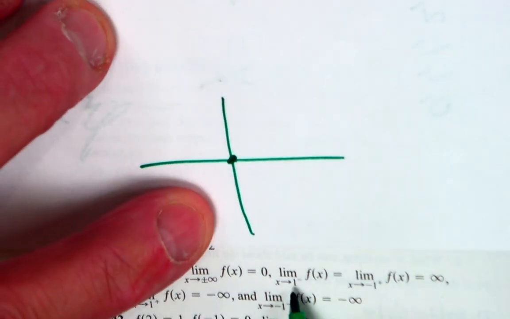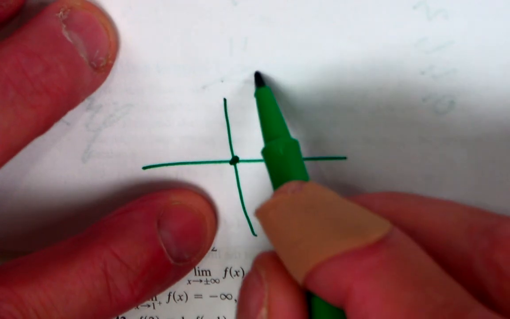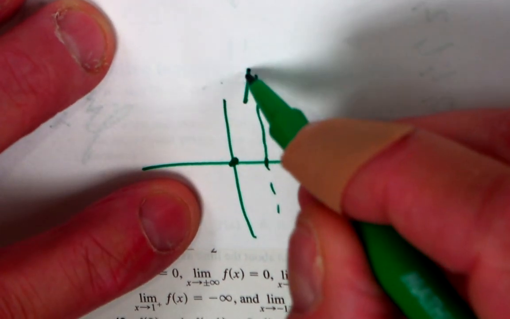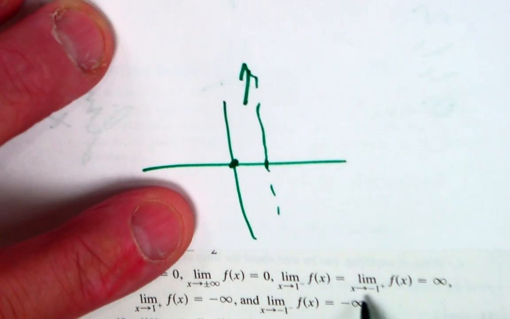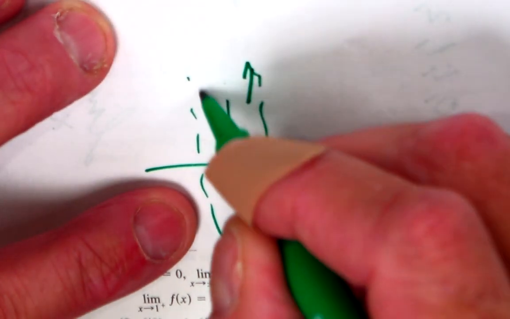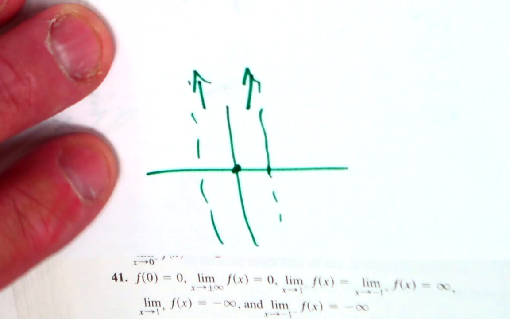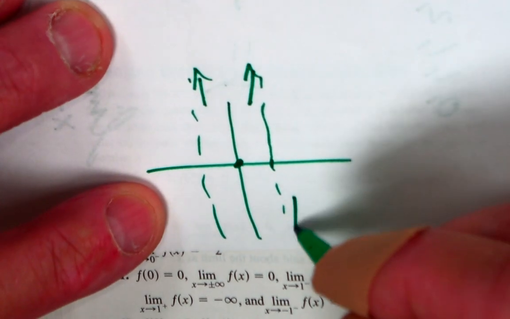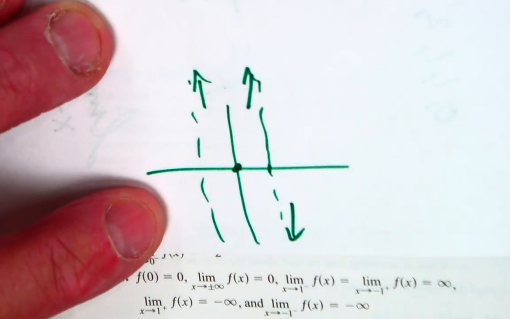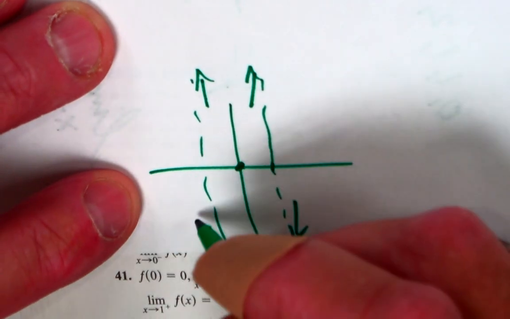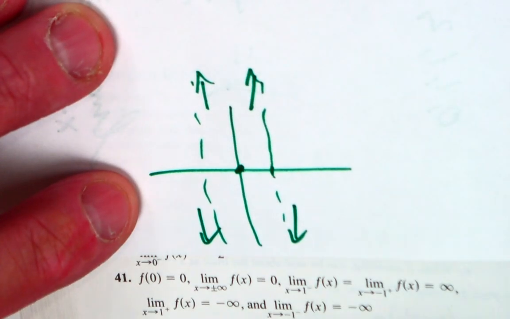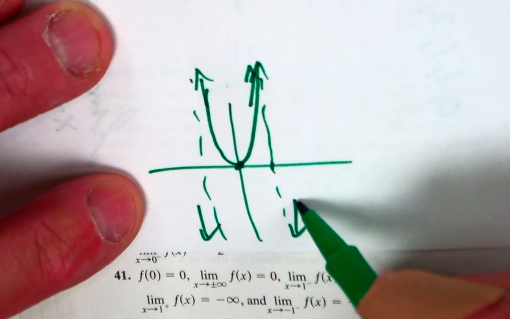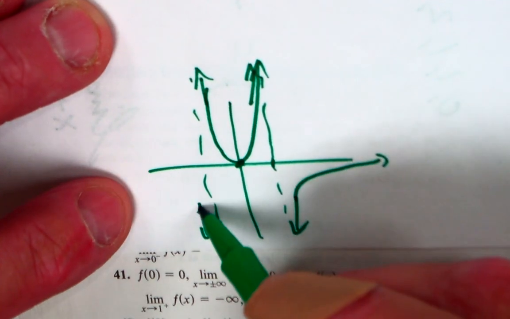Next part, the limit as x approaches 1 from the left. So we've got to think about what's happening at 1. 1 from the left is infinity. As x approaches negative 1 from the right is also infinity. Now let's go down to that. 1 from the right is negative infinity. Negative 1 from the left is negative infinity. So what we've got to do is come down and pick up this point.